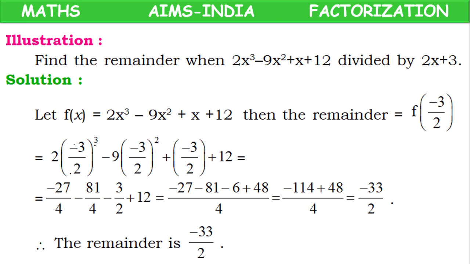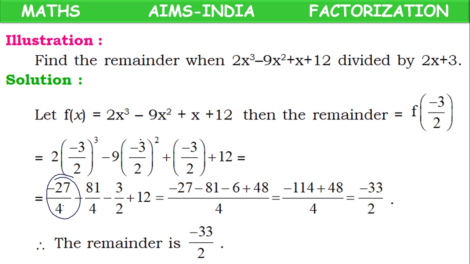So minus 3 by 2 whole cube. Minus 3 cube means minus into minus 3 into minus 3 into minus 3, minus 27. But here 2 is there, children. We have to keep 2 into minus 3 whole cube, minus 27 by 2 cube. 2 into 2 into 2, 8. Here 2 has cancelled, children. 2 4 times 8. So minus 27 by 4.